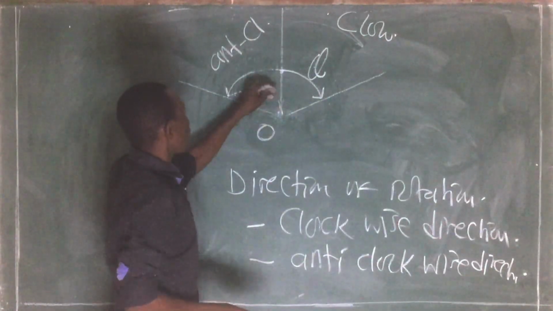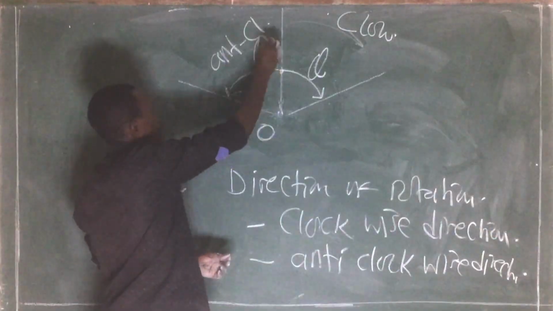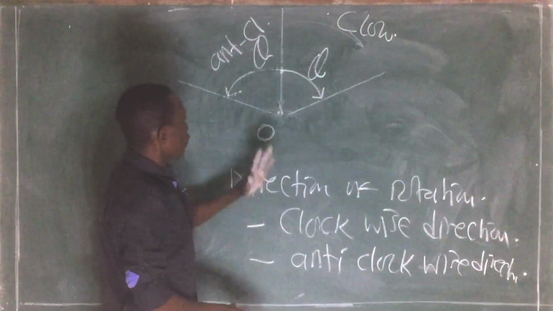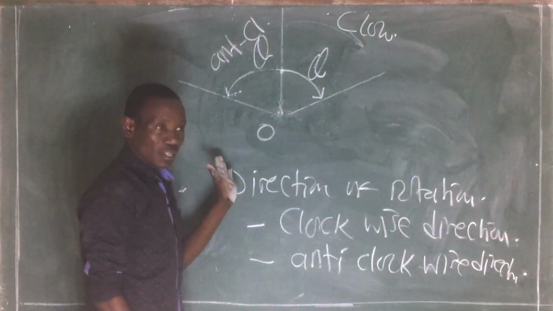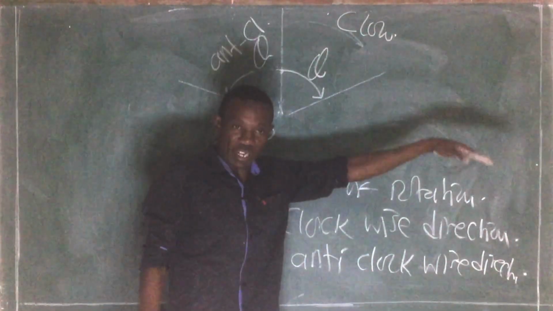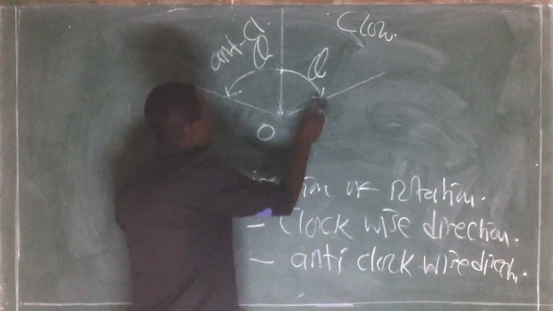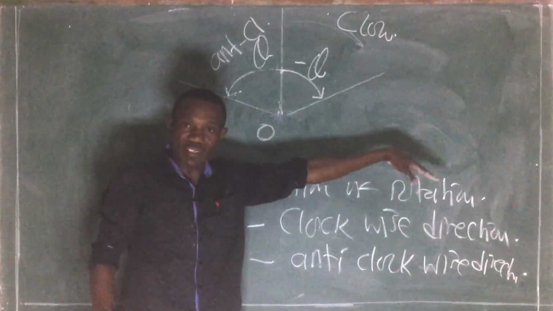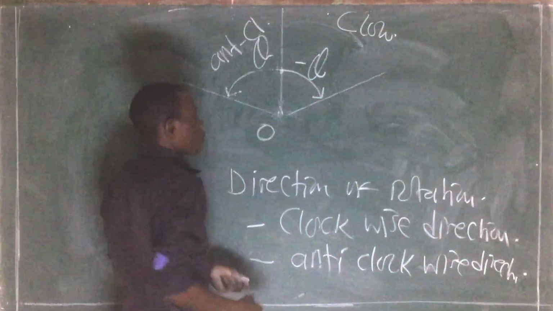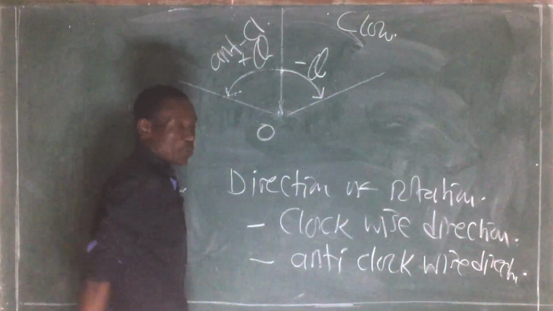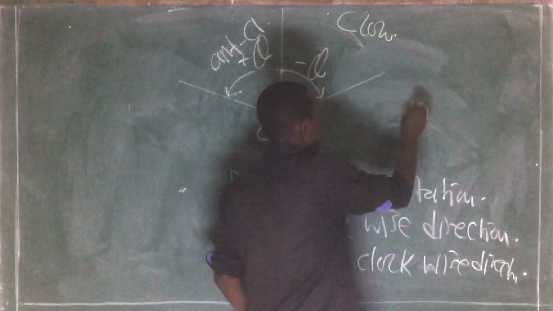So if these are equal angles, toward this direction for the anti-clockwise, this is also theta, but the way they move is different in terms of direction, clockwise and anti-clockwise. If it moves in the clockwise direction, the angle is always negative. So when you go to this side, the angle of rotation is negative. But if you go anti-clockwise, the angle here is positive.